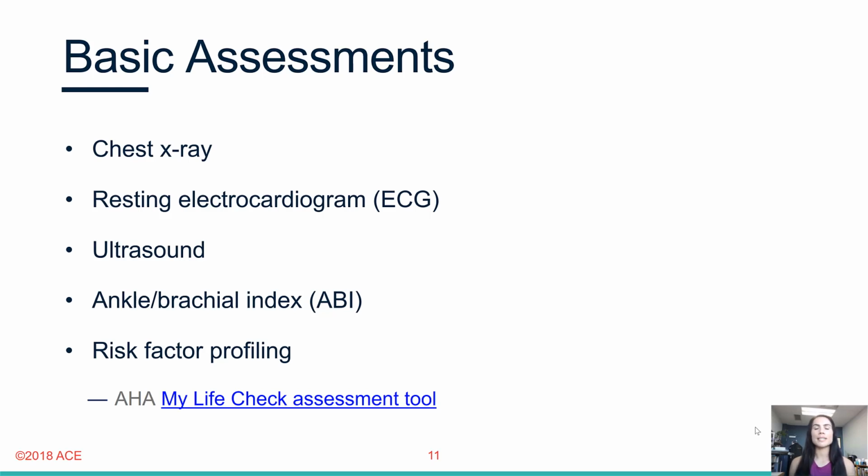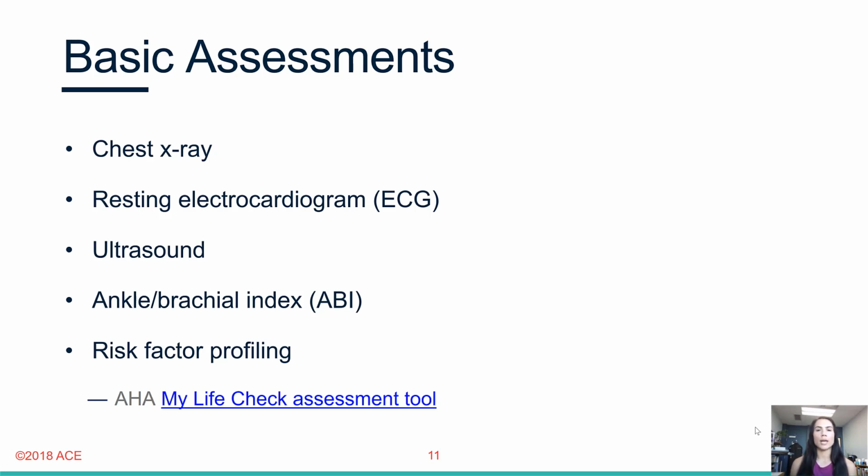Now we're going to talk about some assessments and tests that your client might go through to see whether or not they do have some sort of CVD, or how that CVD is progressing or regressing. So let's think about the basic assessments.